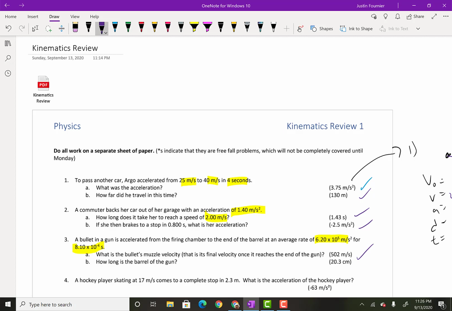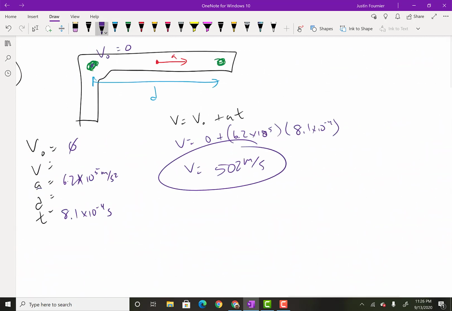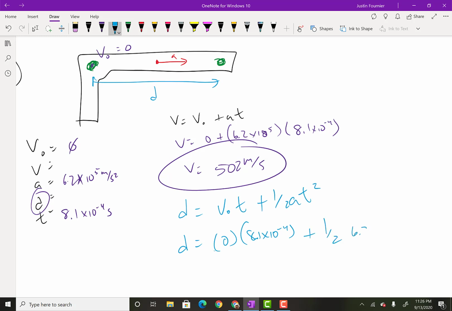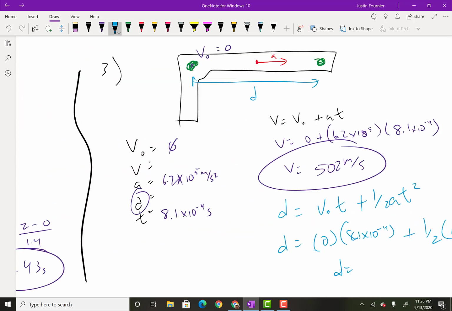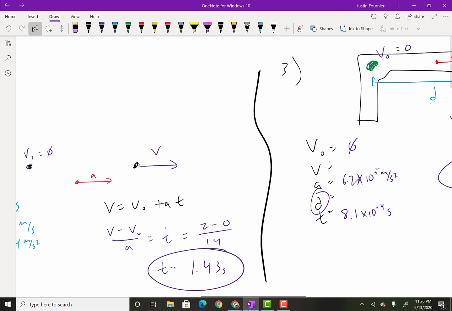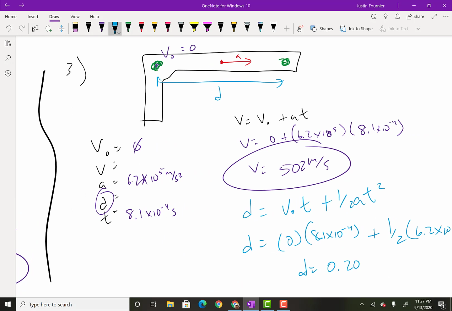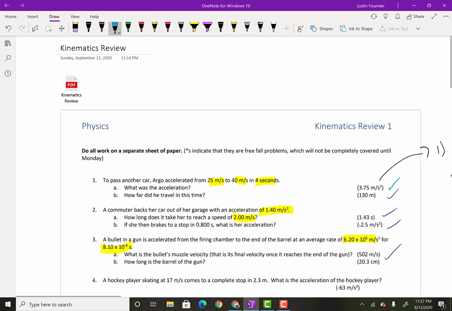Yes. And then lastly, how long is the barrel of the gun? Sounds like we're trying to find now the displacement. So I think I'm going to use the displacement is equal to the initial velocity times the time plus 1/2 at squared. That's what I like about this, all I got to do is plug in stuff. So this is 0 multiplied by the time, which is 8.1 times 10 to the negative 4, but that's just all going to be 0, plus 1/2 times the acceleration, which is 6.2 times 10 to the 5, times the time, which is 8.1 times 10 to the negative 4, all this squared. And you should get 0.203 meters, which is 20.3 centimeters, and that's what you should get for number 3.